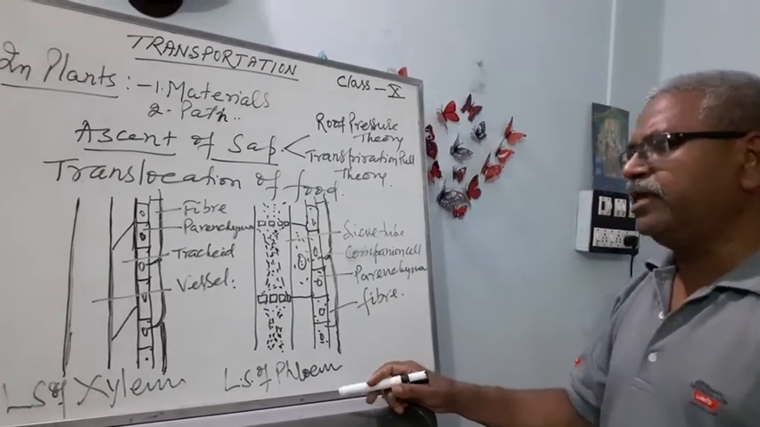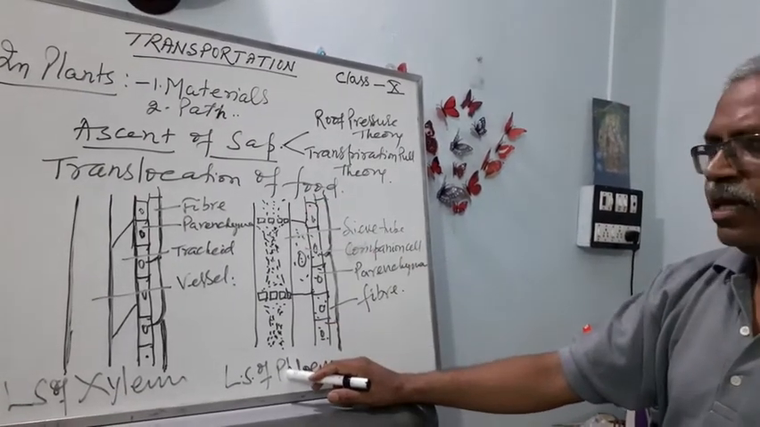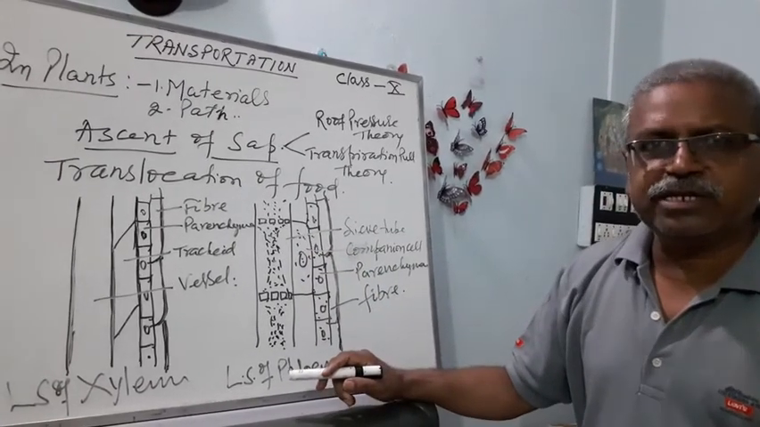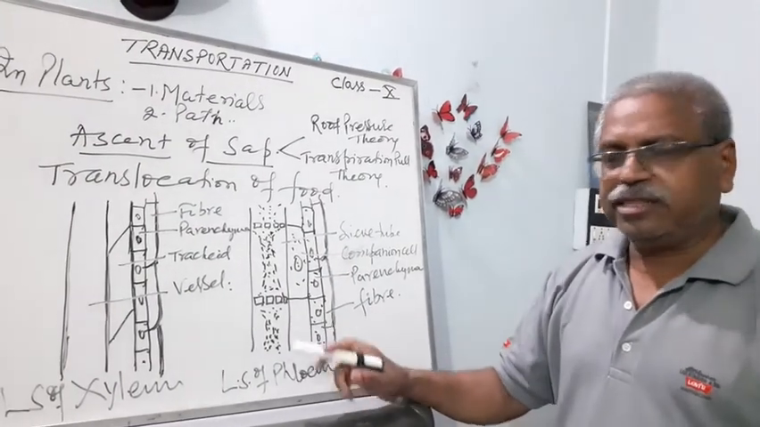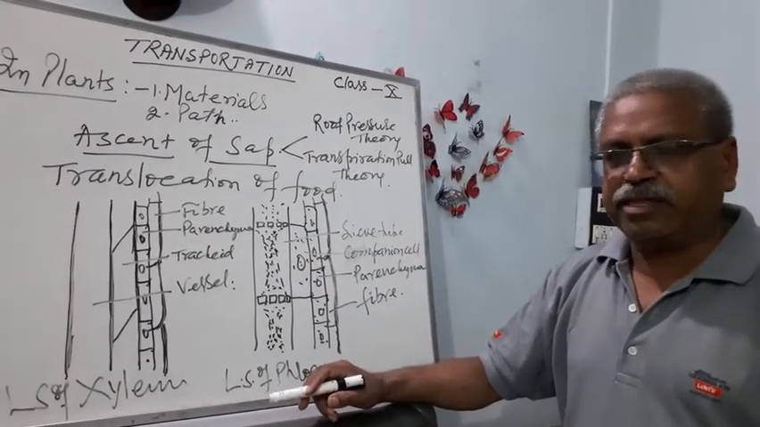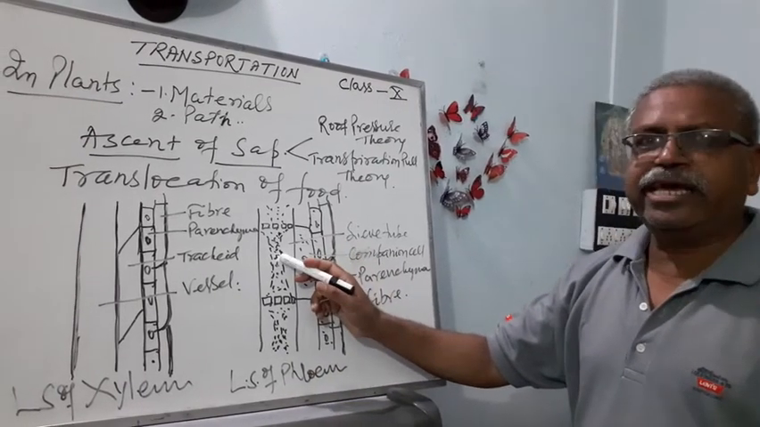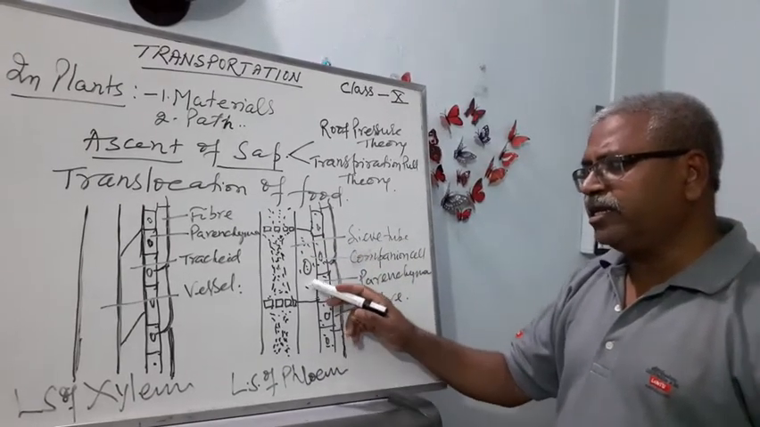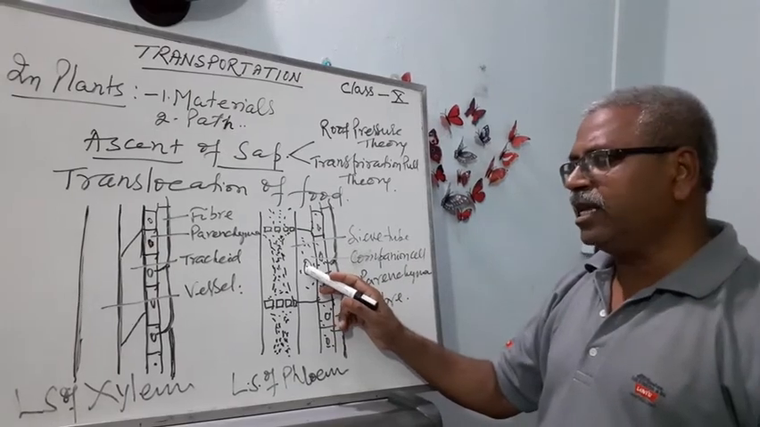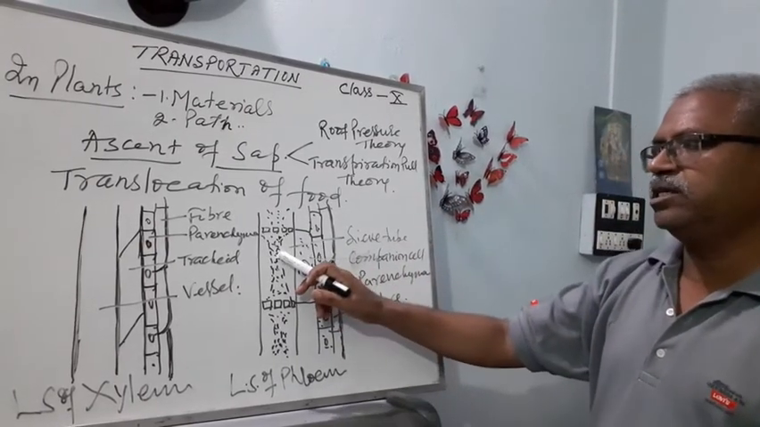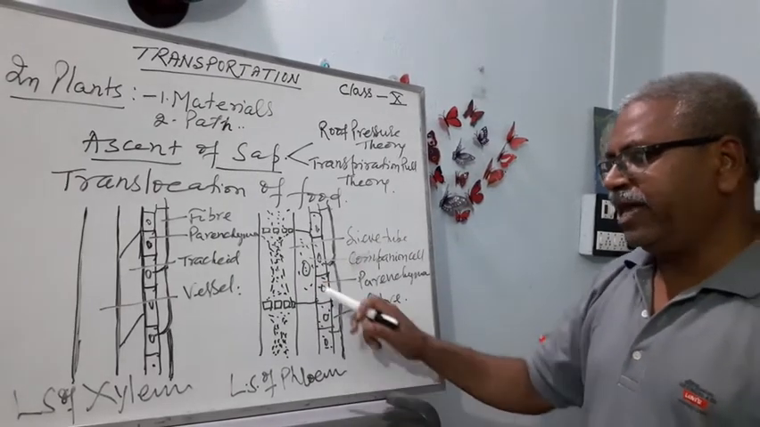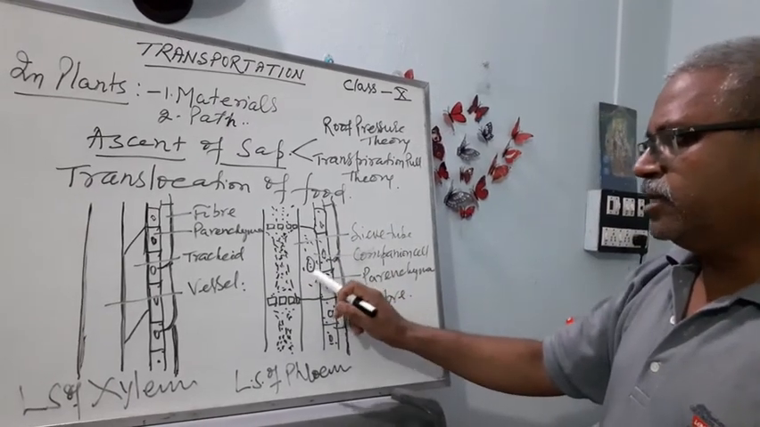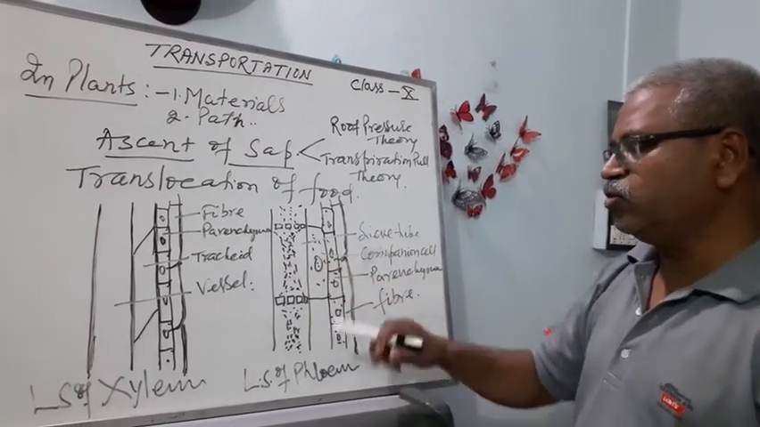Similarly, in the phloem, the real path is this sieve tube. This sieve tube is special in feature. This sieve tube does not have a nucleus. This is the only example in the plant kingdom where the cell is without a nucleus. And this is a living cell. The living status is maintained by the nucleus of the companion cell. There is only one companion cell associated with one sieve tube. And this companion cell controls the activity of this sieve tube.